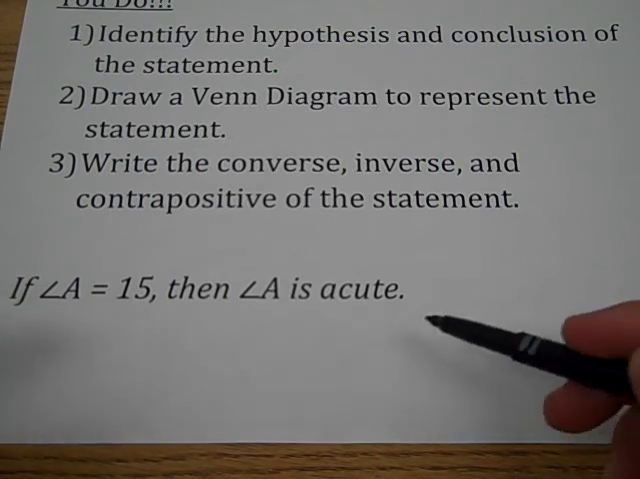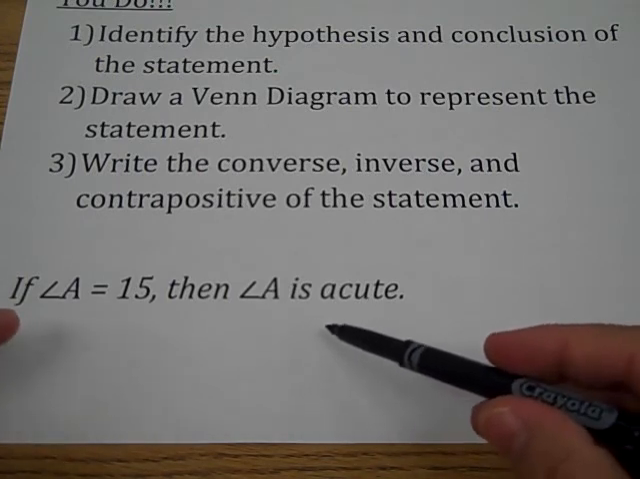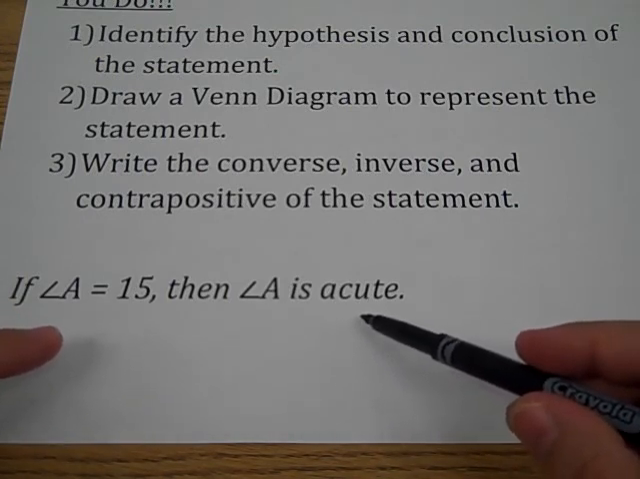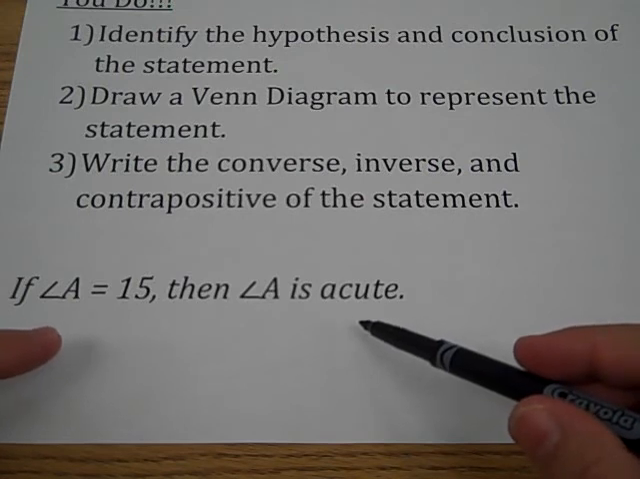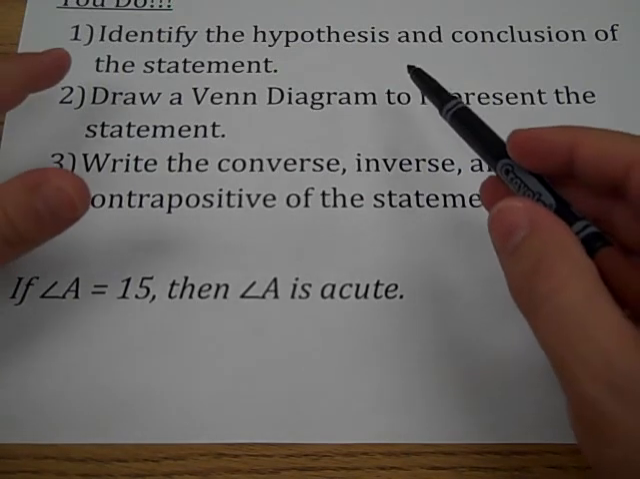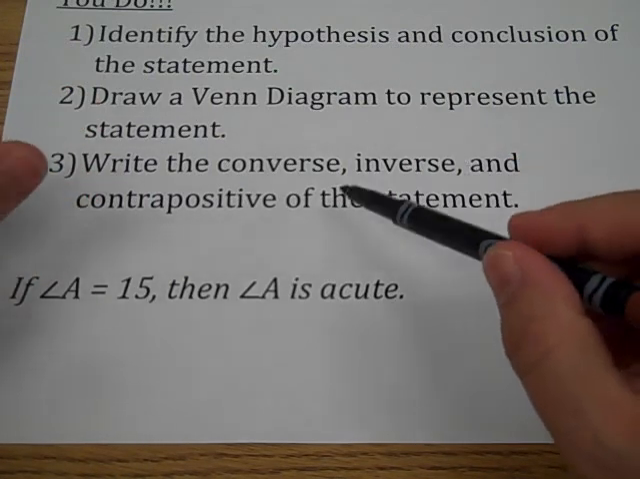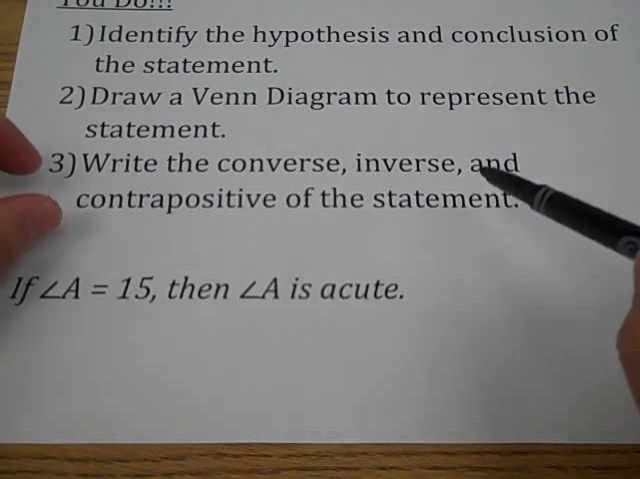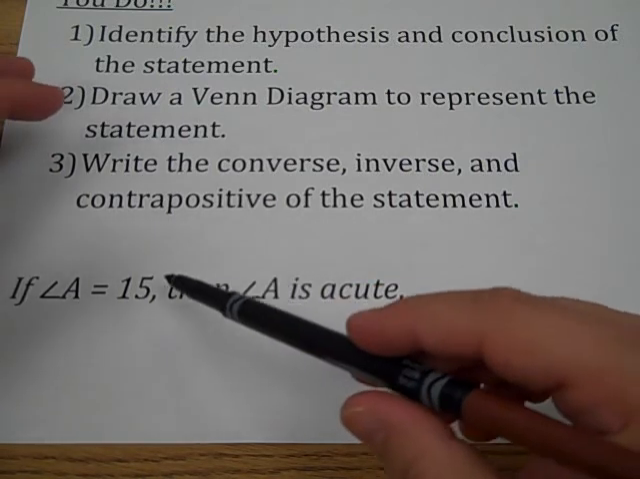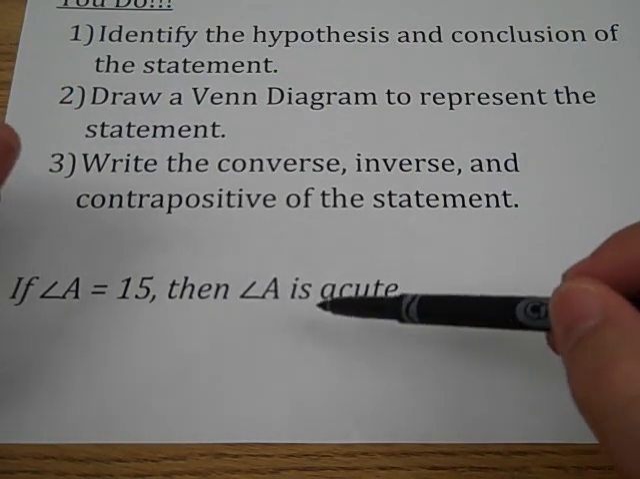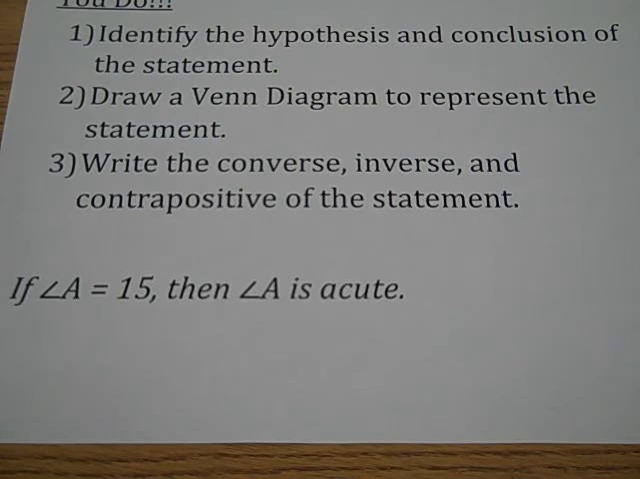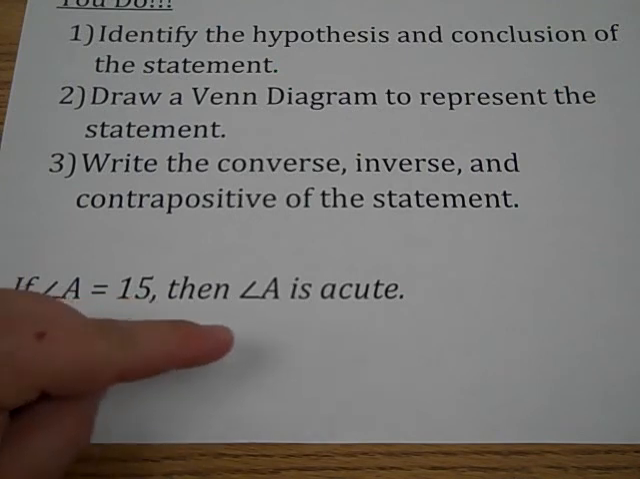So I've given you one statement down here at the bottom. If angle A equals 15, then angle A is acute. The first thing I want you to do is identify the hypothesis and the conclusion. So you might write hypothesis is, conclusion is, or you might underline one, box the other. Just do something to identify them. Then draw a Venn diagram to represent the situation. And then I want you to write the converse, inverse, and contrapositive of this situation.